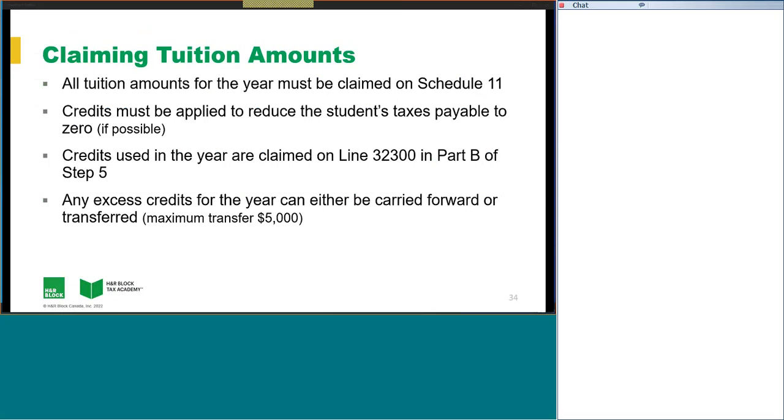Then, if you have any left over, you get to choose if you're going to transfer some to a parent or spouse if you have a spouse and you are a dependent spouse, parent otherwise. Grandparent is an option. We forget that you can transfer to grandparents, but if you want to transfer to your grandparents, you can. Okay. Going to claim all the tuition amounts for the year on Schedule 11. If you don't fill out a Schedule 11, you're not going to get the tuition credits that you're entitled to.